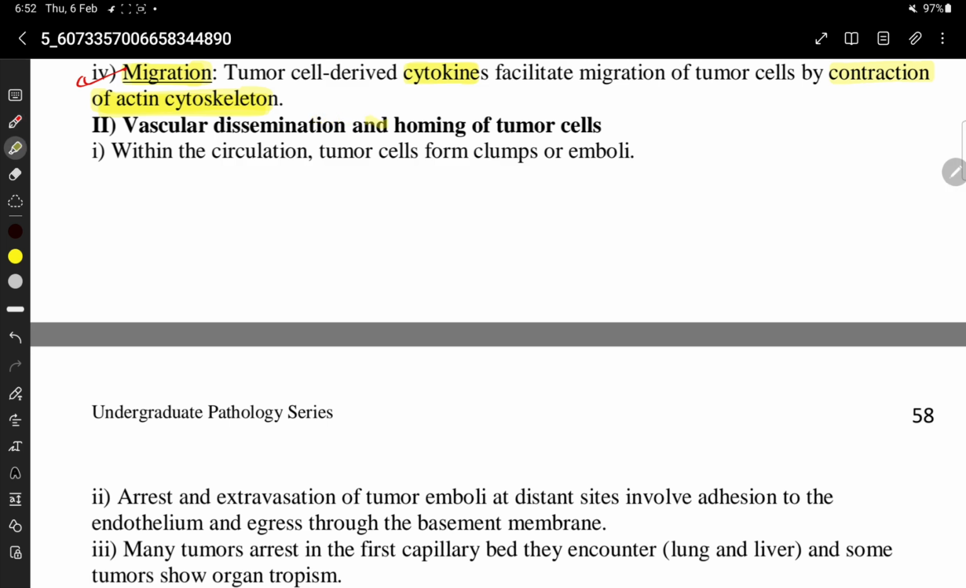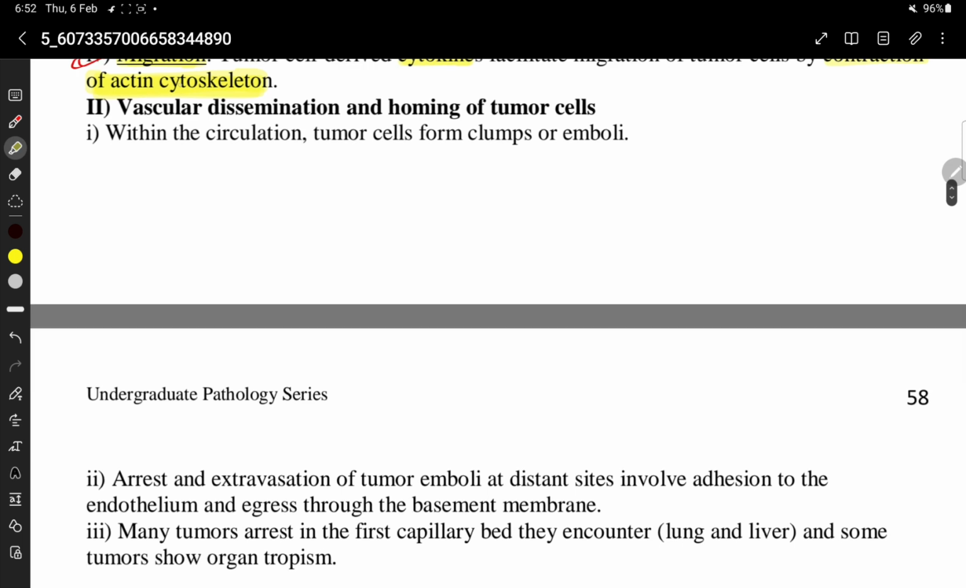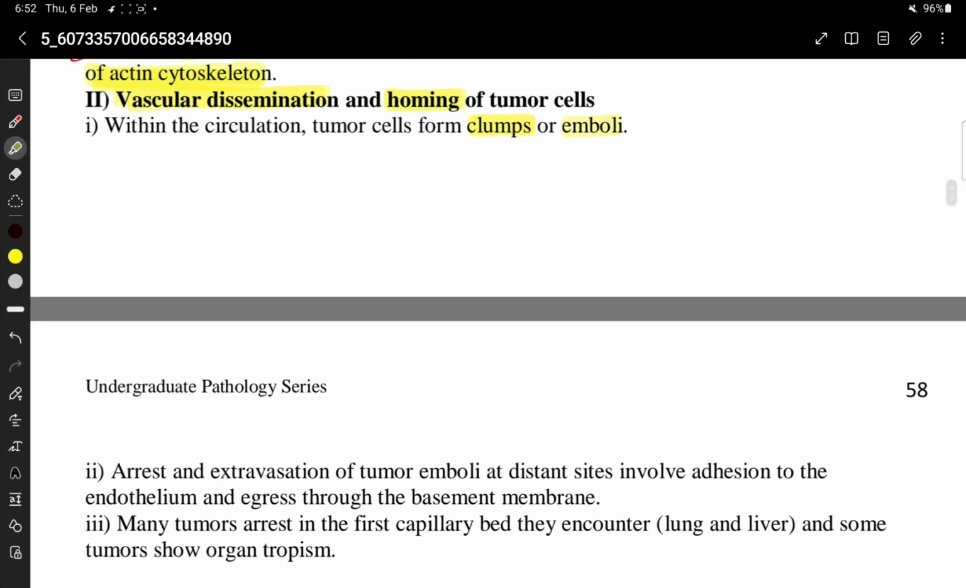Then vascular dissemination and homing of the tumor cells. Within the circulation, the tumor cells form clumps or emboli.